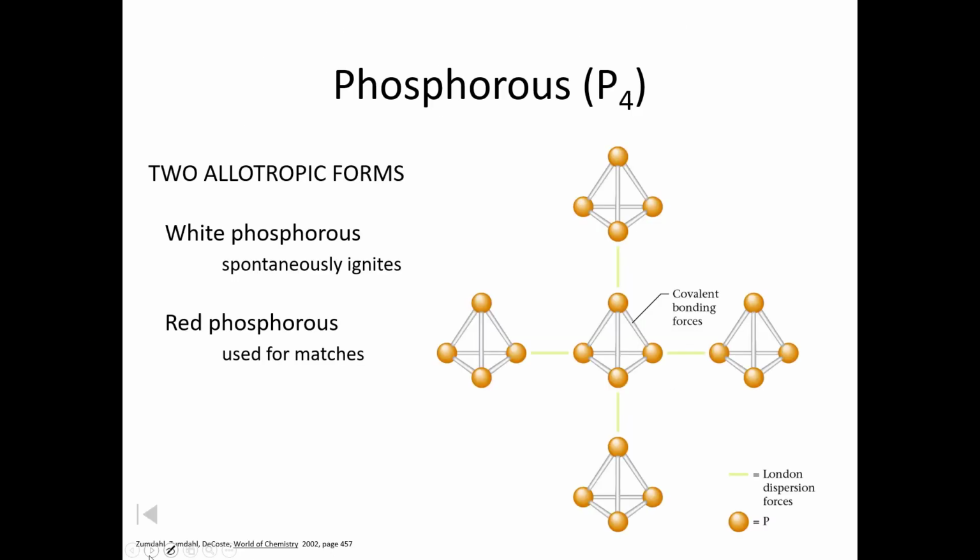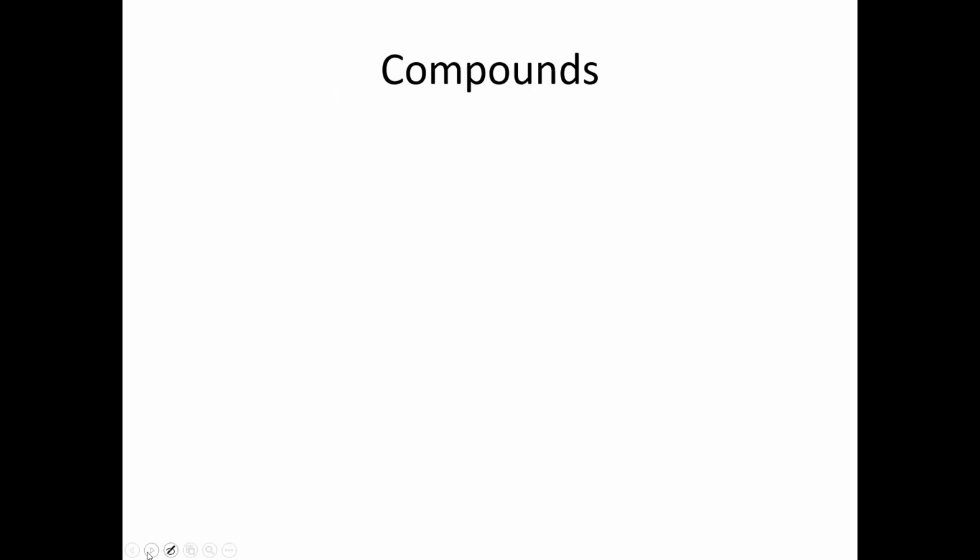Another classic example of an allotrope, and then I'm going to finish with those for now, is phosphorus, P4 versus P3. So there are two allotropic forms. If you have P4, that's your white phosphorus, and it spontaneously ignites. It's incredibly unstable. It will literally explode if you look at it the wrong way. Red phosphorus, on the other hand, is the type of phosphorus that's used in matches. So obviously it's more stable. You have to apply a force to it in order to ignite it.